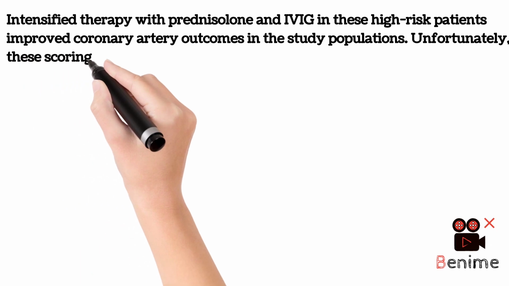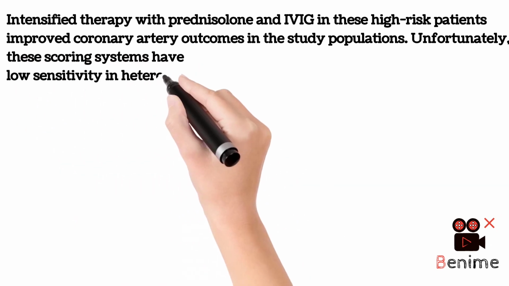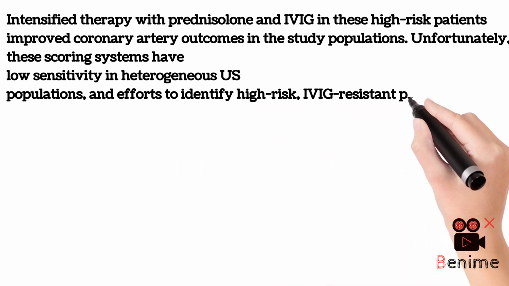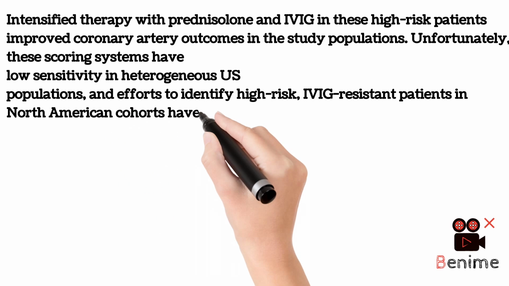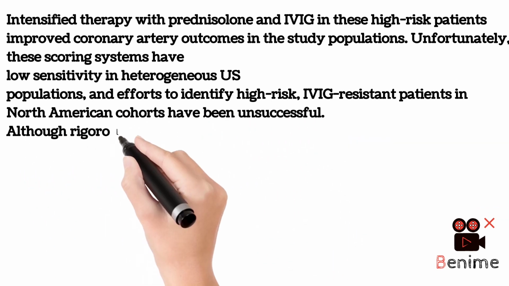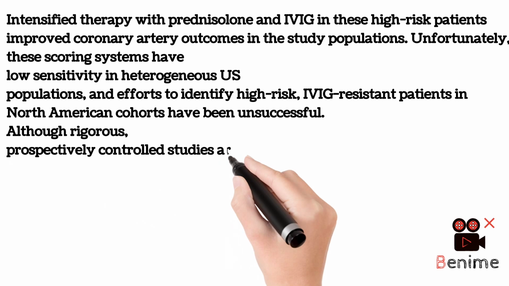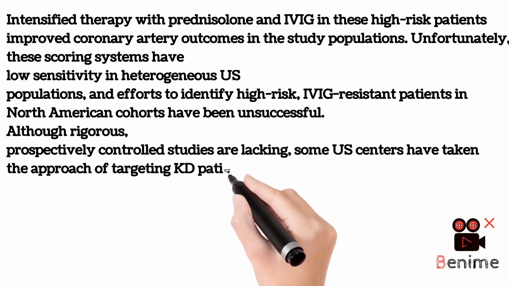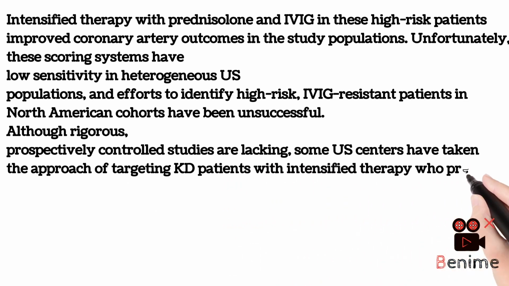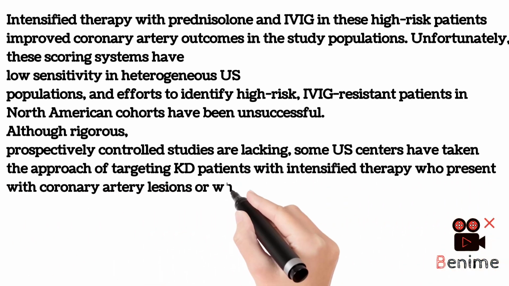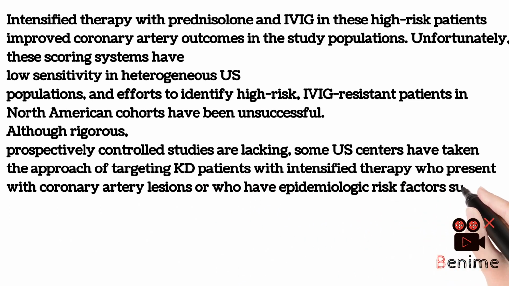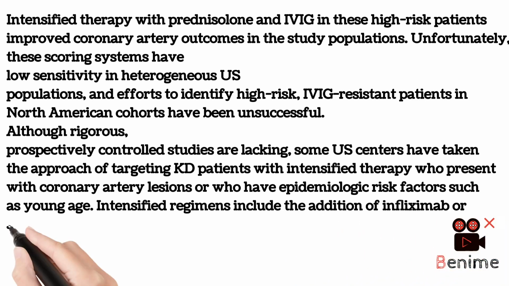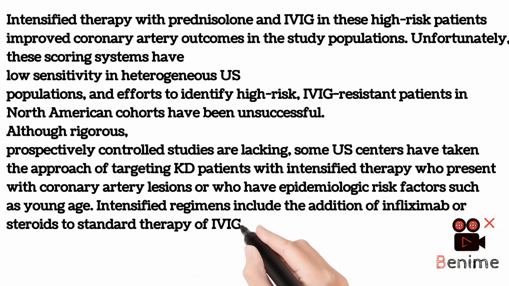Unfortunately, these scoring systems have low sensitivity in heterogeneous U.S. populations, and efforts to identify high-risk, IVIG-resistant patients in North American cohorts have been unsuccessful. Although rigorous, prospectively controlled studies are lacking, some U.S. centers have taken the approach of targeting KD patients with intensified therapy who present with coronary artery lesions or who have epidemiologic risk factors such as young age. Intensified regimens include the addition of infliximab or steroids to standard therapy of IVIG and aspirin.